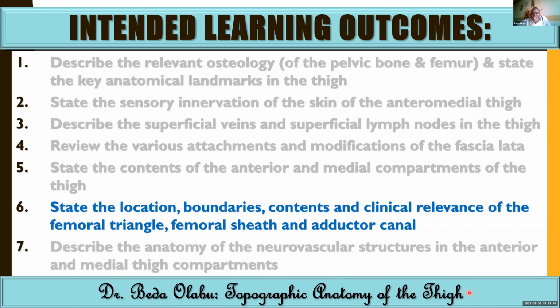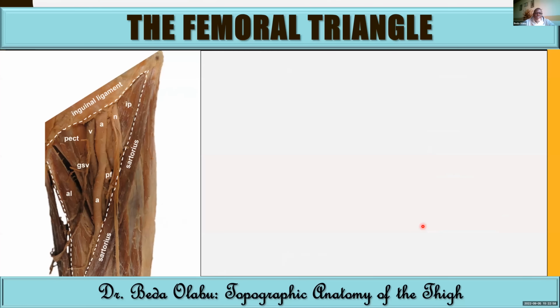Great, now let's look at the anatomical spaces in the thigh, and specifically the anteromedial thigh. We'll focus on the femoral triangle, femoral sheath, and adductor canal. We might spend some time here, but just follow slowly so that you grasp it right.